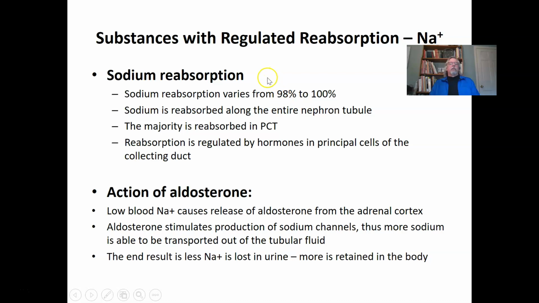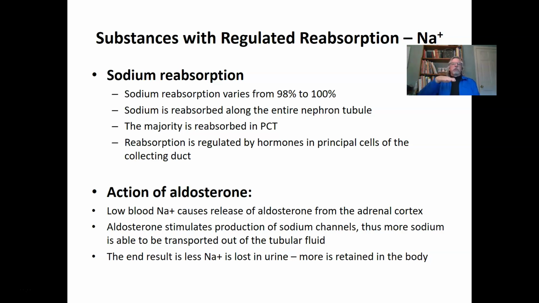Most, by far, of sodium in the tubule is reabsorbed. However, 2% can be modulated. Can we reabsorb 100%, or can we leave it at 98%, and we can afford to lose 2% of sodium in the urine? Well, that depends whether sodium concentration in the bloodstream is at the optimal concentration.